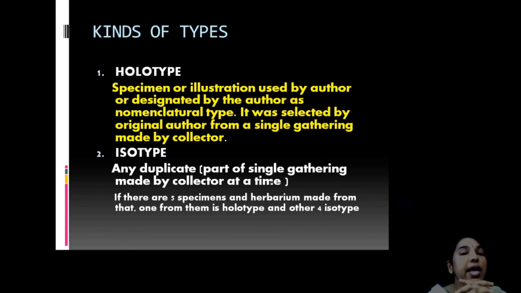Now, any duplicate of the holotype means, I already told you, I have 2 or 3 or 4 such herbaria, but from that, the original one I took, that is a holotype. Others are the duplicates, that is known as isotypes. Okay. If there are 5 specimens and herbarium made from that, one is holotype, all others are isotype. I hope you understood well.